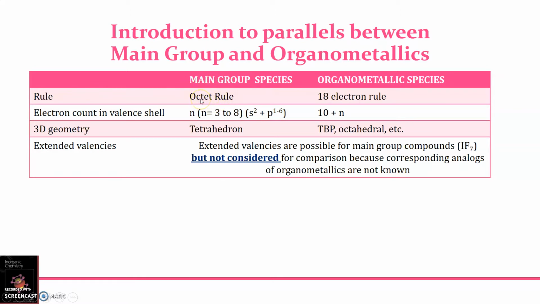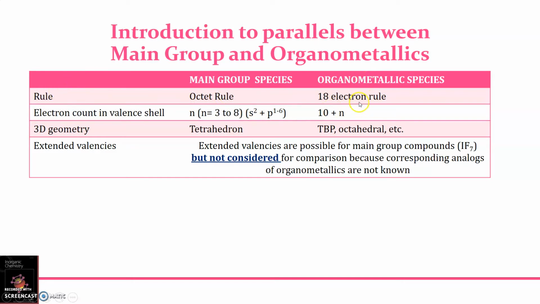In the main group species, we usually follow the octet rule. This is based on the electron count in the valence shell as 8. Two electrons in the s orbital and 6 electrons in the p orbital together make the 8 electrons. But when we come to the main group, we know that the p electrons are being filled up from 1 to 6. So the number of electrons in the valence shell ranges from 3 to 8.